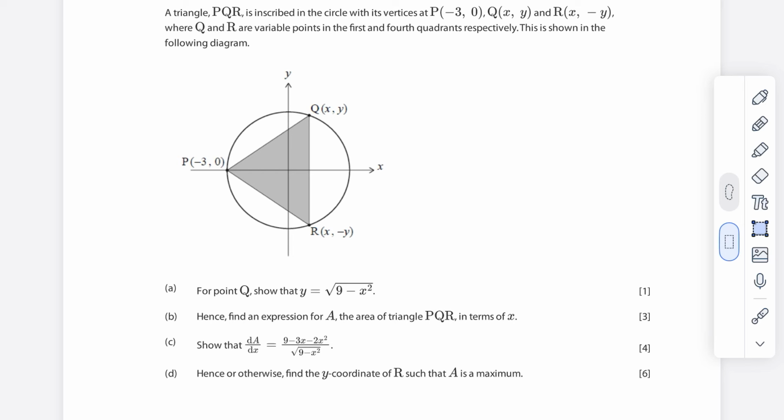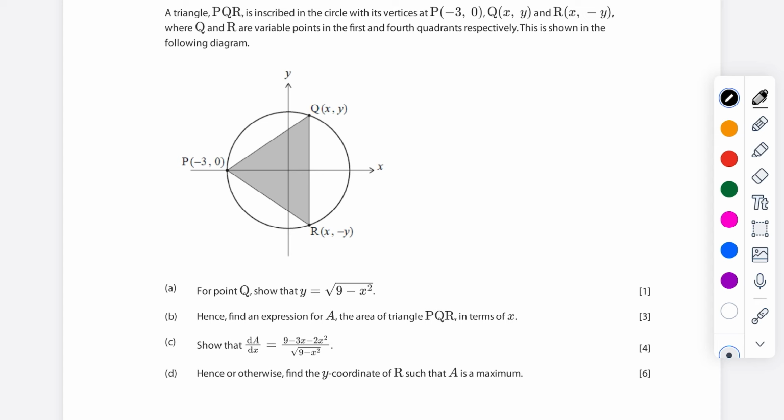So coming to question number 16, he says a circle with an equation x square plus y square equals 9 has a center 0, 0 and radius 3. Now he's asking to show that a point Q, x, y lies on that. Show that y equals square root of 9 minus x square.